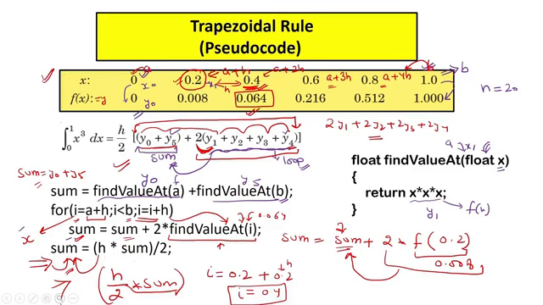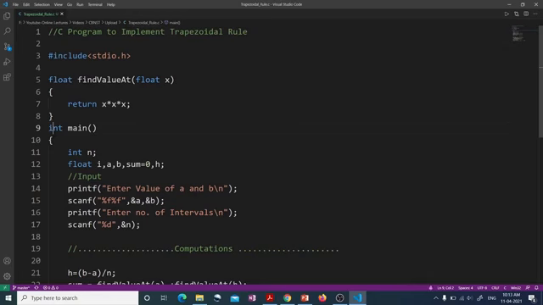I hope you have understood this code. So let's see the C program for this trapezoidal rule. This is the C program to implement the trapezoidal rule. Here you can see I have taken a function, find value at, and this is the same function that we have used in our pseudocode. This is your x cube, the function.